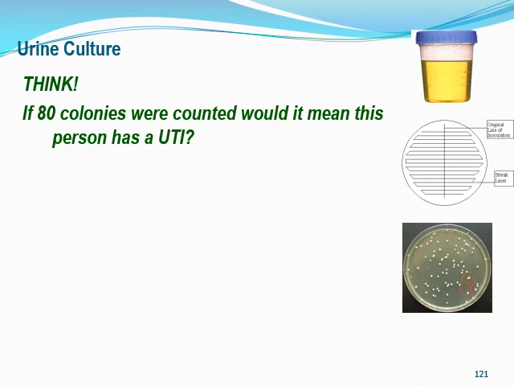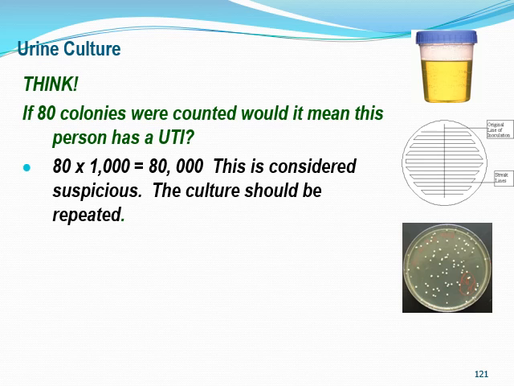So here's one of our thinking slides. If 80 colonies were counted, would it mean this person had a UTI? Remember, we talked about the procedure to count those colonies and determine the result. We would multiply it times 1,000. So if we saw 80 colonies on that plate, times 1,000, that's 80,000. This is considered suspicious, and the culture should be repeated.